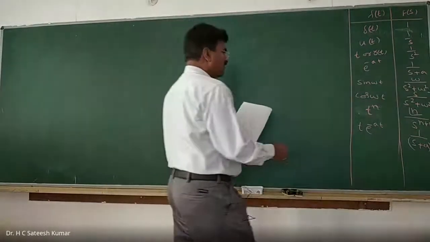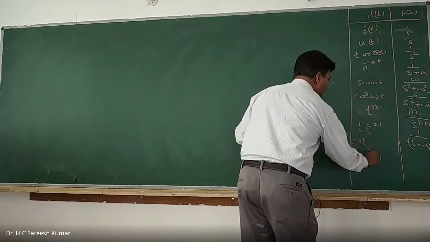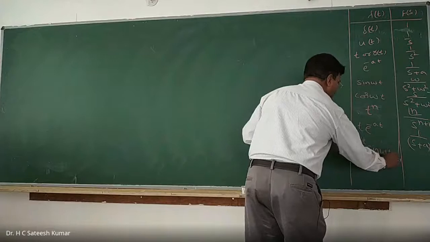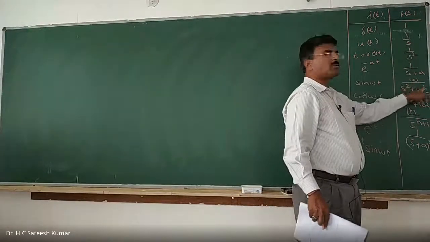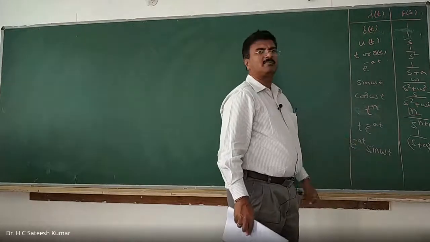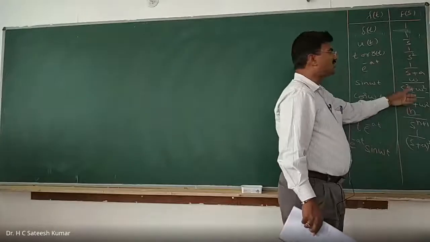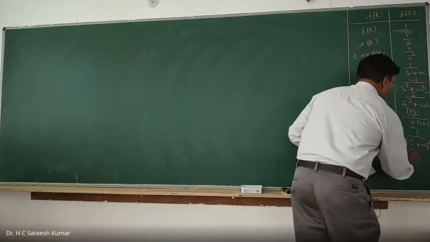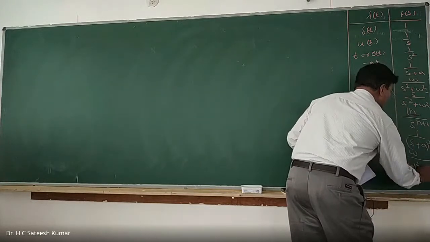And e to the power of minus at into sin omega t. Same property I am going to use. We know sin omega t is equal to omega divided by s square plus omega square. When it is multiplied by e to the power of minus at, replace s by s plus a. Therefore we get omega divided by s plus a whole square plus omega square.